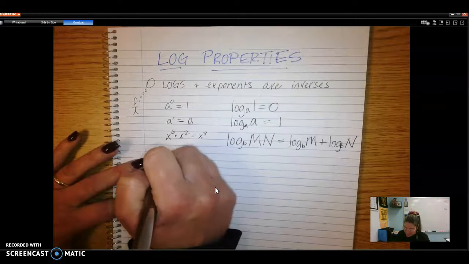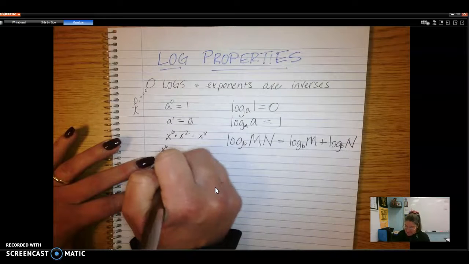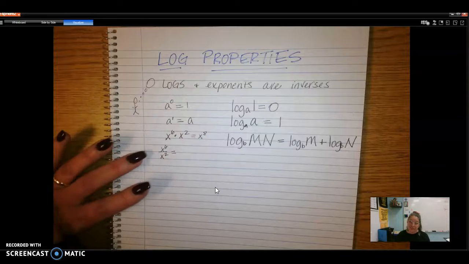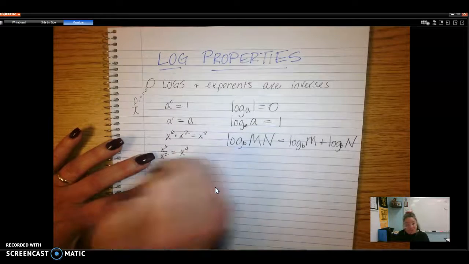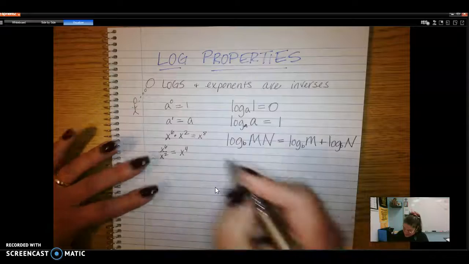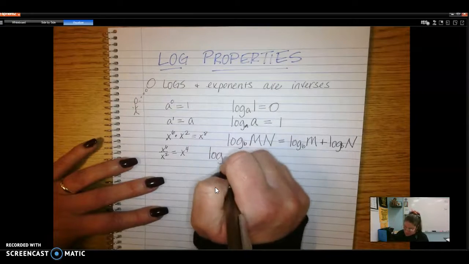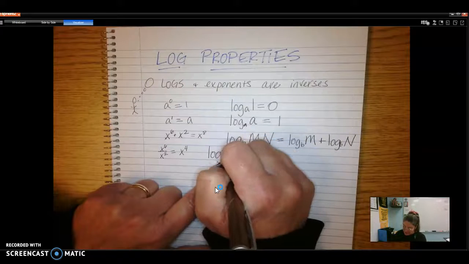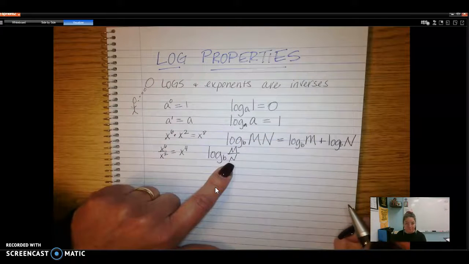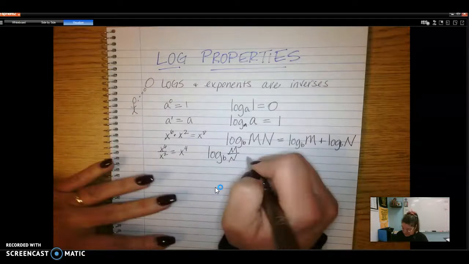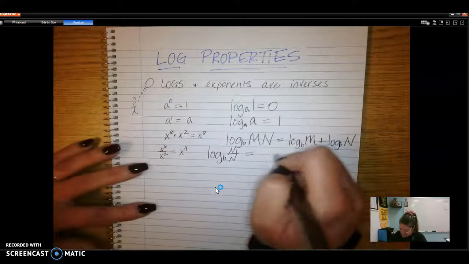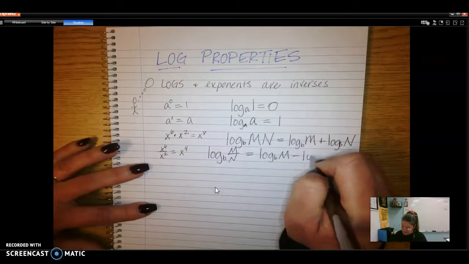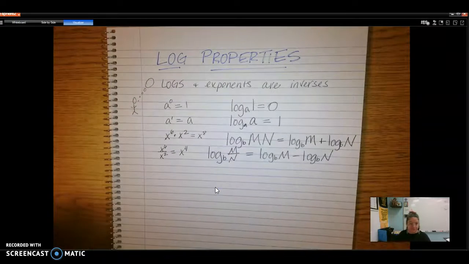The next property is what allows you to do this. Do you remember that rule of exponents where you're dividing? If you had x to the 6th divided by x squared, you would subtract those exponents, and so that's what the next property is. If you have the log of something with a base, and you're dividing something by something, you're going to then subtract those exponents. So you do the log of m with that base minus the log of n with that base.